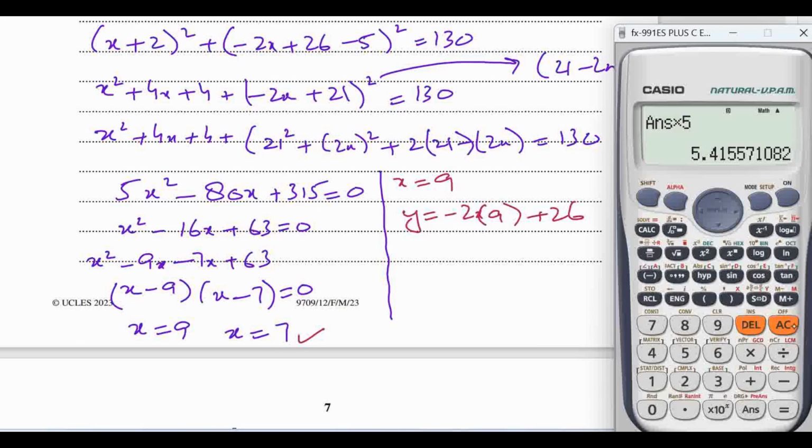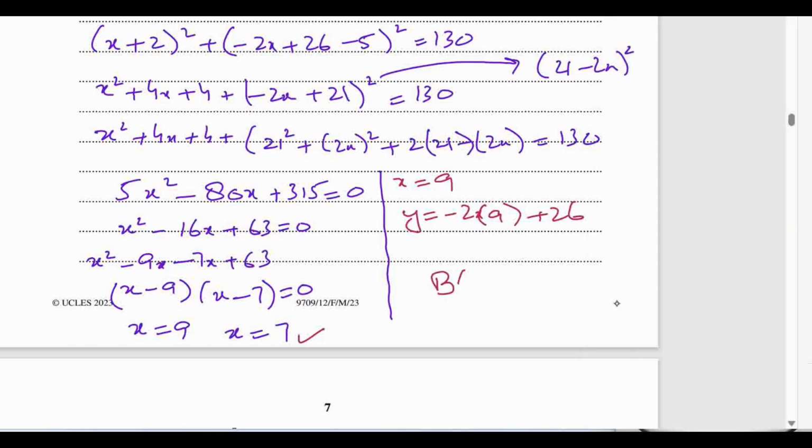So let's find this one. Minus 2 into 9 plus 26. So this will be equal to 8. So we can say that the coordinates of B will be equal to (9, 8), and this will be the final answer.